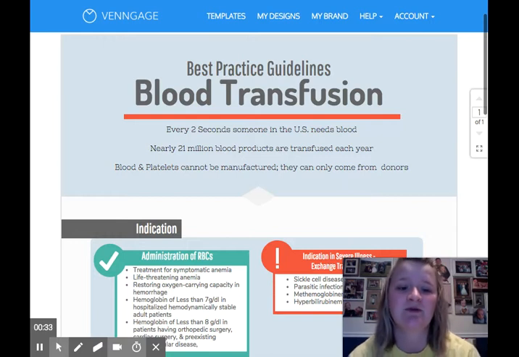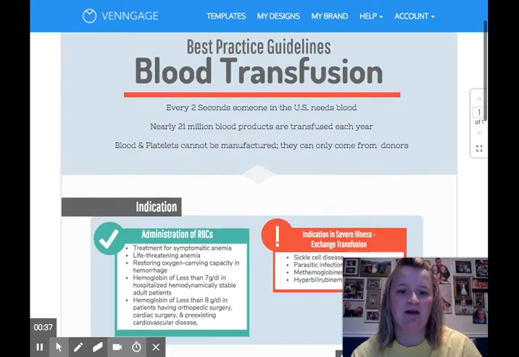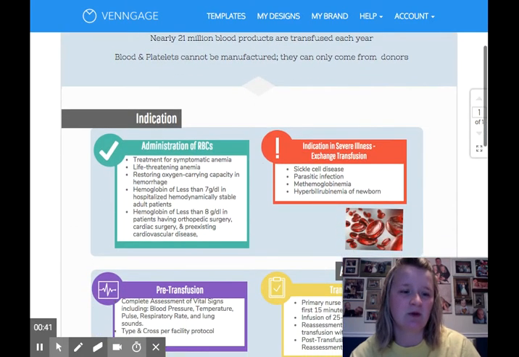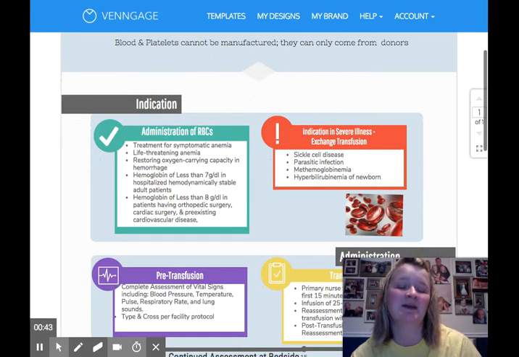Some of the reasons include treatment for symptomatic anemia, life-threatening anemia, to restore oxygen carrying capacity in hemorrhage, a hemoglobin of less than 7 in hospitalized hemodynamic stable adult patients, a hemoglobin of less than 8 in patients having orthopedic surgery, cardiac surgery, or pre-existing cardiovascular disease.